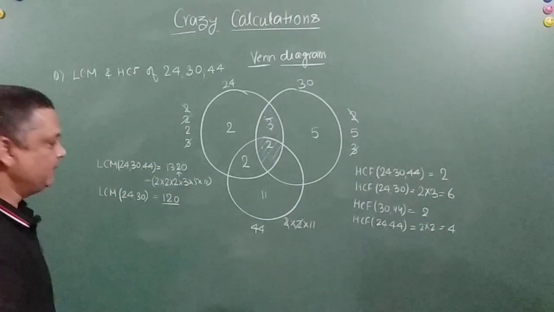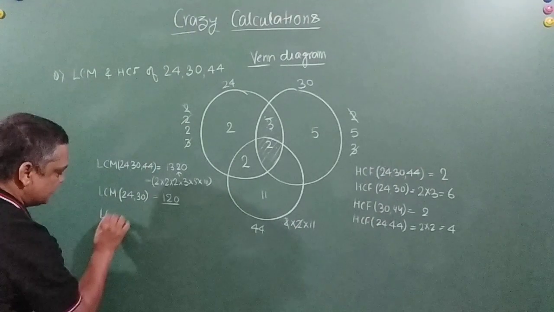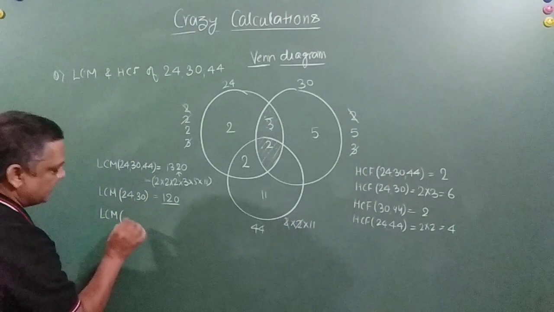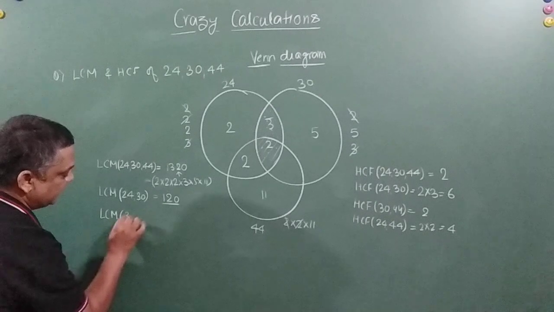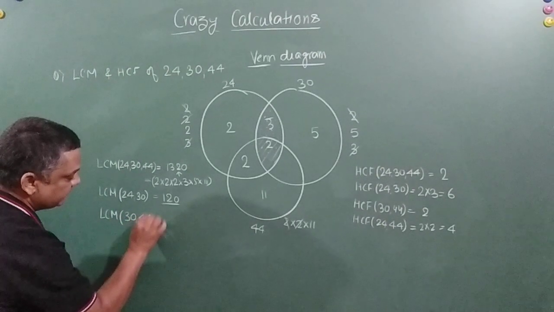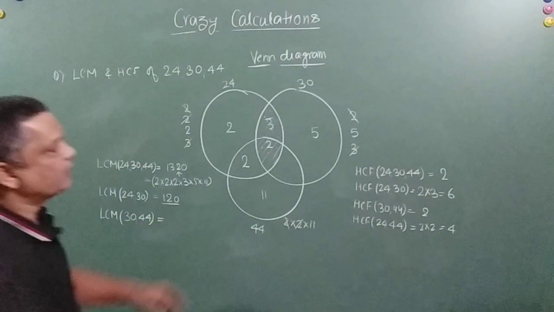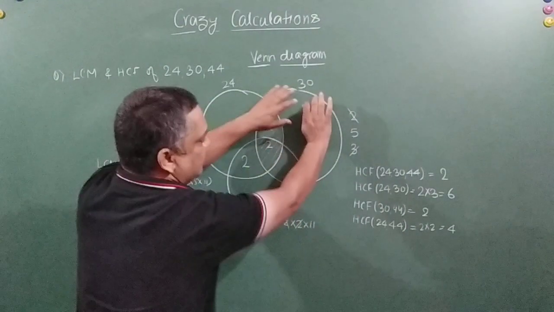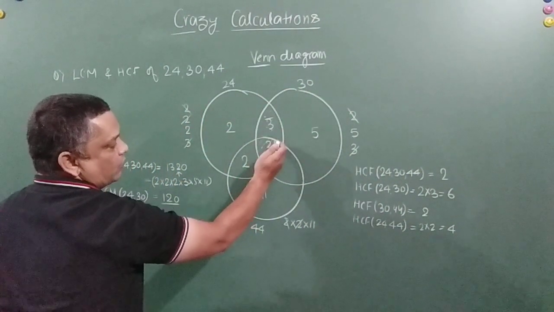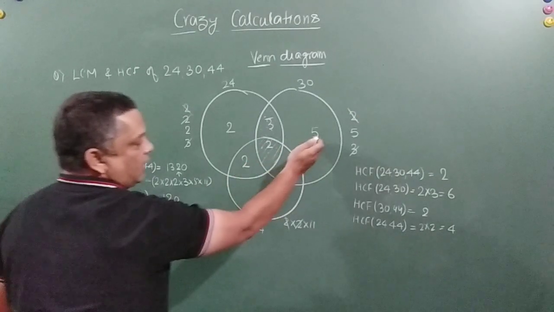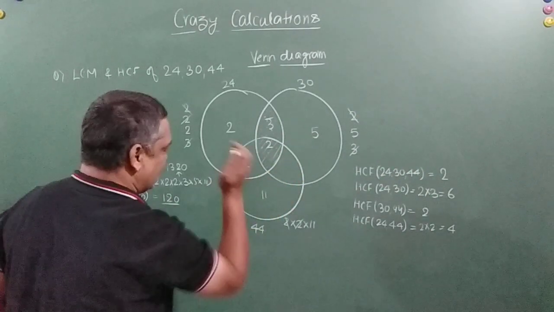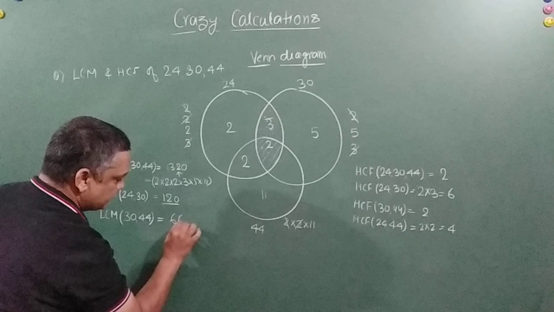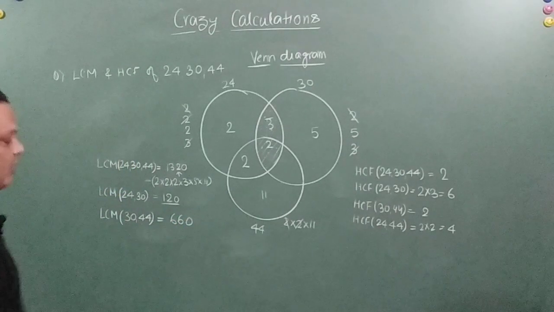Correct? LCM. Now you can find out LCM of, let's say, 30 and 44. Right, friends? So this set and this set, whatever is lying inside this will get multiplied. 3 into 2 is 6, into 2 is 12, into 5 is 60, into 11 is 660. You are getting my point?